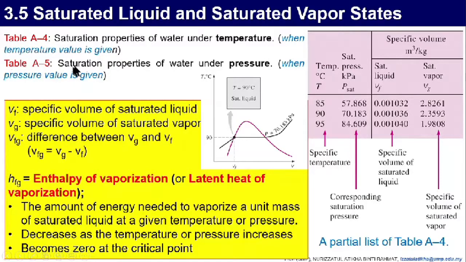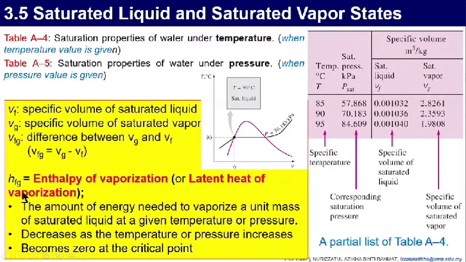Then table A5, saturation properties of water under pressure. If in the question they gave you the pressure, the value of pressure, then you have to look at table A5. Okay, VF means specific volume of saturated liquid. VG, specific volume of saturated vapor. VFG, difference between VG and VF. They already calculated it for you.